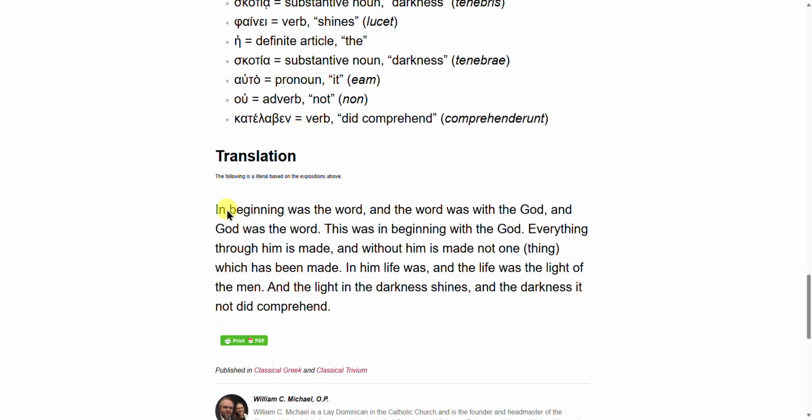Now here, I've written out an English translation, and notice this little note says, the following is a literal translation based on the expositions above. So this is not the English translation taken from an English Catholic Bible. This is just a summary of the literal translations of the expositions we've done in this lesson.